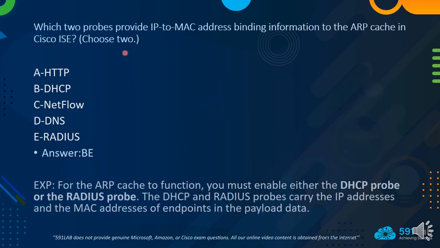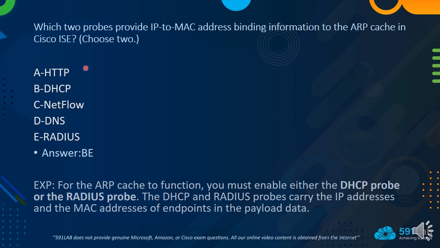The question is asking about the probe that can provide IP to MAC address translation between the network device and the ISE in the RB cache. So which two probes provide IP to MAC address binding information to the RB cache in Cisco ISE? He is asking for two answers. The options here are HTTP, DHCP, NetFlow, or DNS.